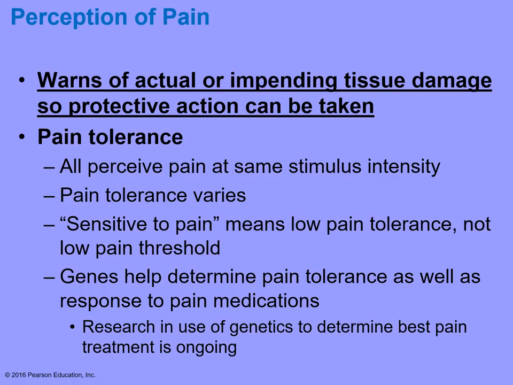Perception of pain. This is a survival and protection mechanism that warns you that there is either actual tissue damage already occurring or it's about to occur, and you need to prevent or stop further damage from occurring. Do something about it. There's a problem. That's why, from the body's physiological standpoint, pain is good, to make you aware that there's some damage either already occurring or about to occur.